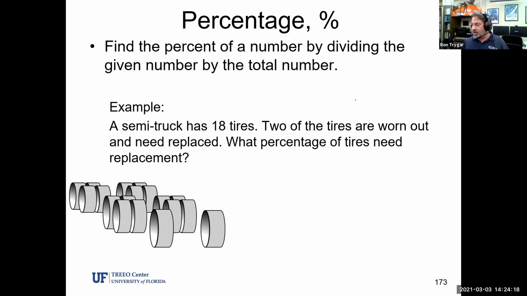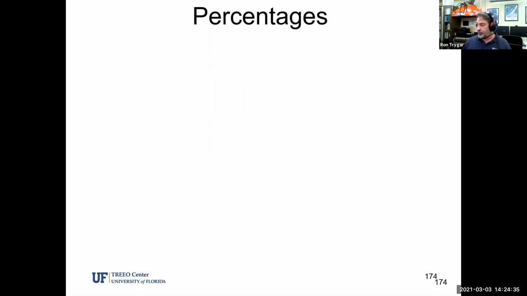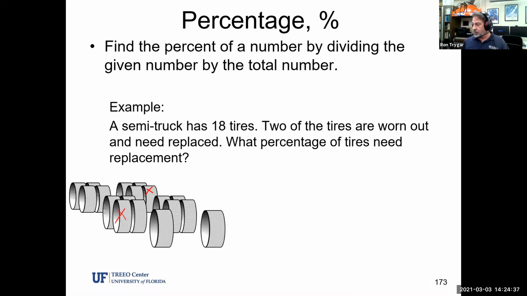So 2 of the tires are worn out and need replaced. So let's say this tire is worn out and needs replaced. And let's say this tire back here is worn out and needs replaced. What percentage of tires will need to be replaced? So how we're going to do this is we're going to take the 18 is the total number of tires, right?